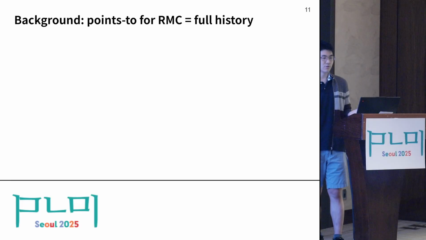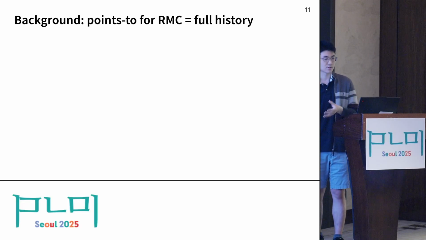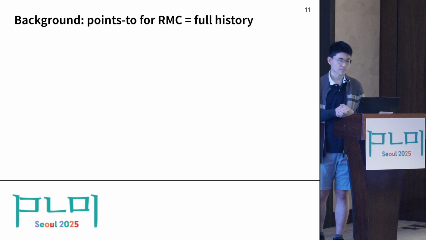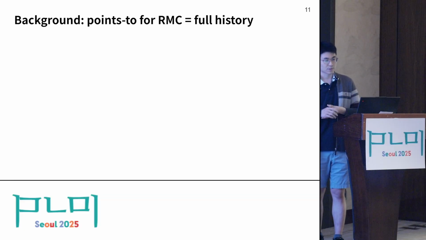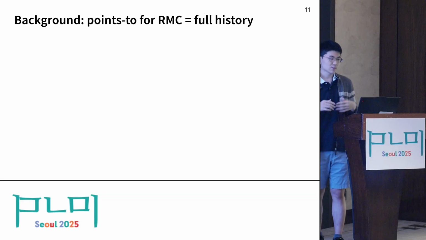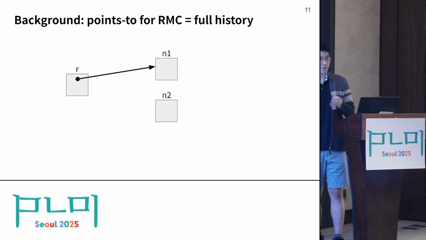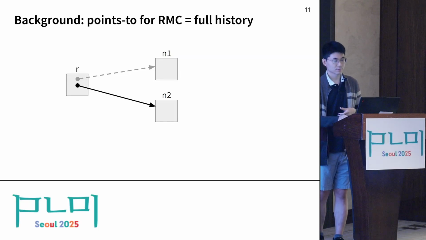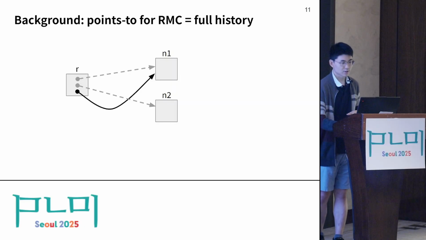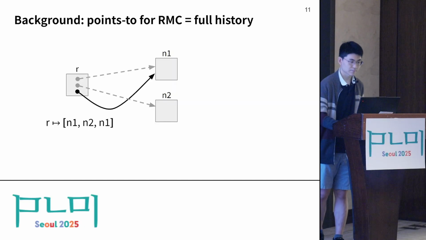So we want to build a new pointed by assertion. But to do that, we first need to see how the existing RMC logics handle the points to assertion. Since in RMC, it's possible to read the old values, the points to assertion now has to track the history of the values written in the location. We can think of this history as a simple list. For example, suppose the node initially points to n1, and then we write n2, and then n1. Then the points to assertion of the node R is going to be the list of n1, n2, and n1.